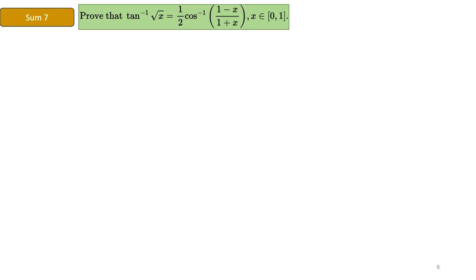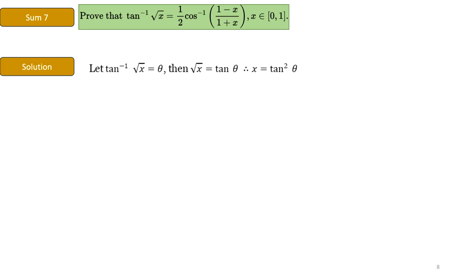Prove that the tangent inverse of the square root of x is equal to 1/2 of the cosine inverse of 1 minus x divided by 1 plus x. Solution. Replace tan inverse of root x as theta. Then root of x is tan theta, or x equals tan square theta.